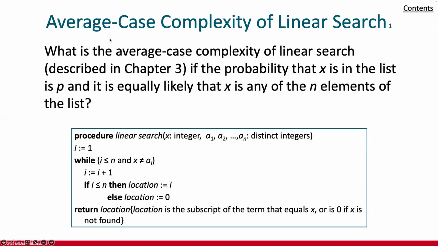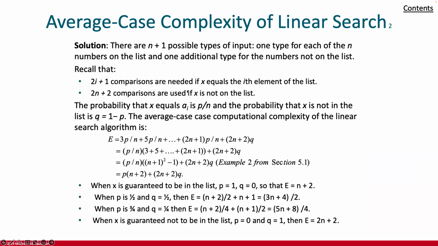Now we can be looking at the average case complexity of a linear search. And so this is where we get a chance to be practical. What is the average case complexity of a linear search? If the probability that x is in the list is p, and it is equally likely that x is any of the n elements of the list. And so we have our pseudocode, and so we can actually compute the average case complexity using this information.